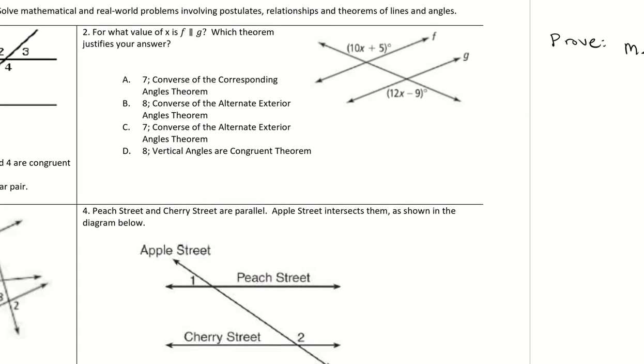All right, number two, for what value of x is f parallel to g? Which theorem justifies your answer? All right, so we want these to be parallel, and in order for them to be parallel, we need to know what these angles are. Well, these are exterior angles because they're outside the sandwich. You think of my sandwich analogy with the bread, and then this toothpick here. Well, these are outside the sandwich, and they switch sides, so they're alternate. So they're alternate exterior angles here.